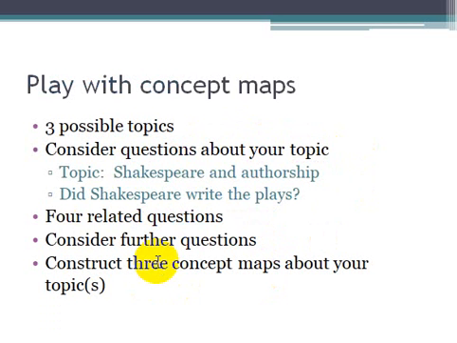Now play with concept maps. Here, for example, you have 3 possible topics. Now consider questions about your topic. This is a very important point. Topic, for example, Shakespeare and authorship. Did Shakespeare write the plays? Such brainstorming questions will lead you to certain arguments, will lead you to a better formulation of your arguments. Now, 4 related questions, and you know these 4 WH questions: when, who, how, and so on.